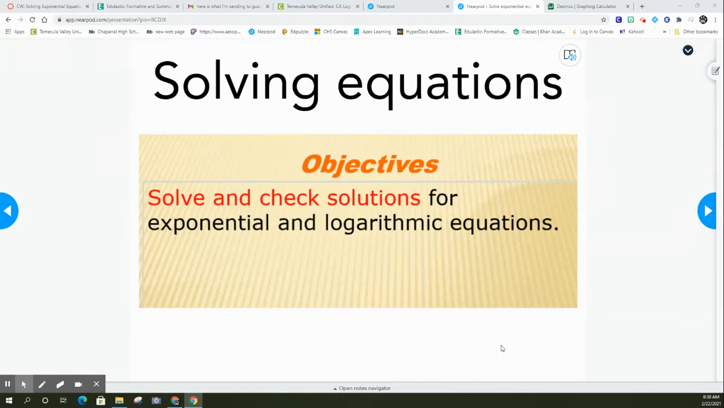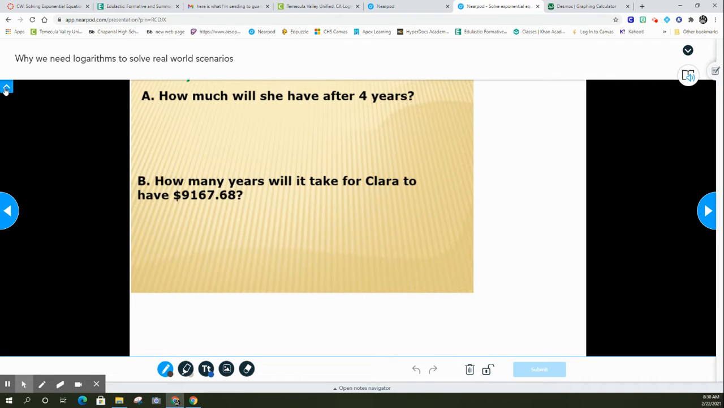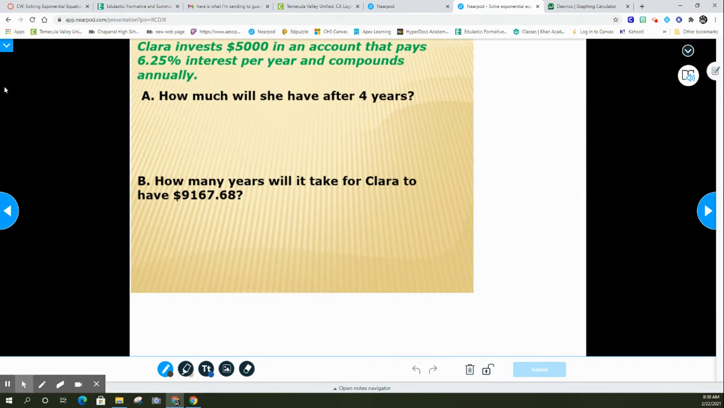All right, so today we're going to be taking a look at solving exponential equations. Why do we need to solve exponential equations? For example, we looked at this example in the past.